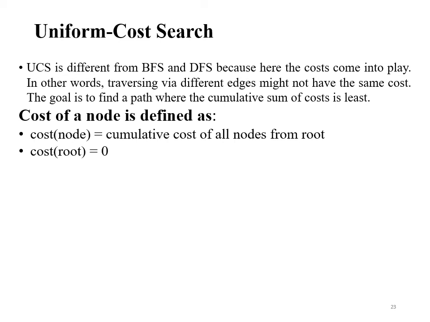When we take the example of the traveling salesman problem, if you are taking 5 cities and the traveling salesman starts from the starting city, visits all the cities and comes back to the starting node, then we have to take the path which has the least cost. The cost of a node is the cumulative cost of all nodes from the root, and the cost of the root is equal to 0.